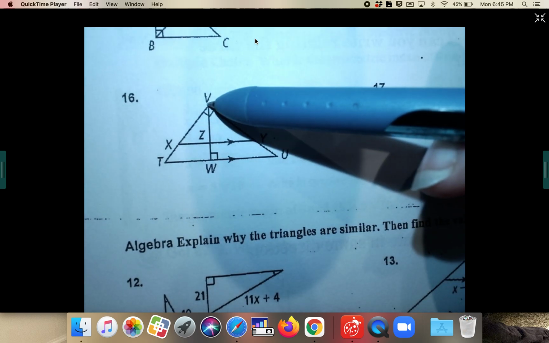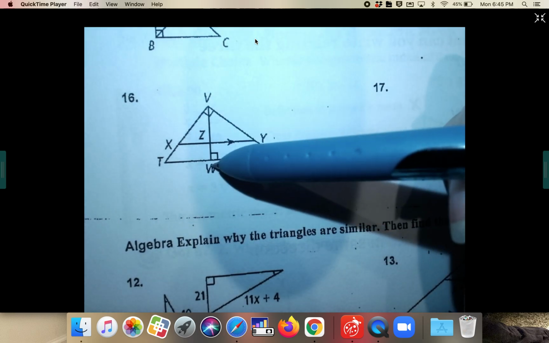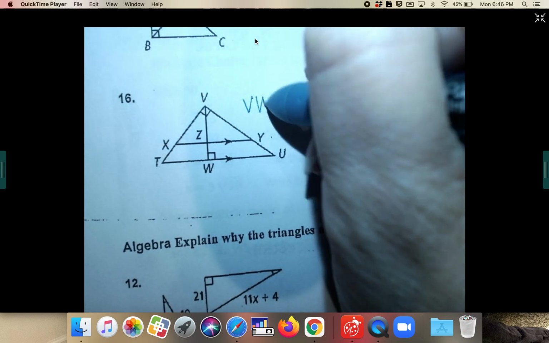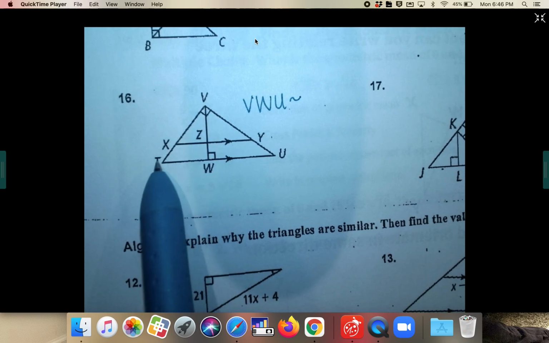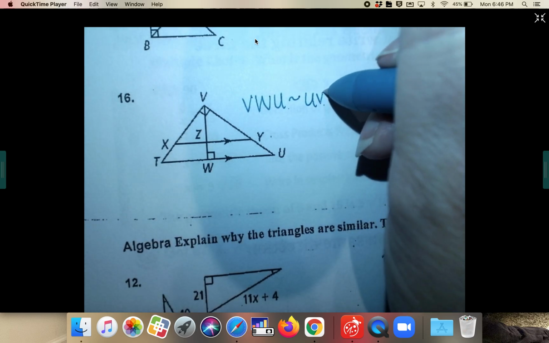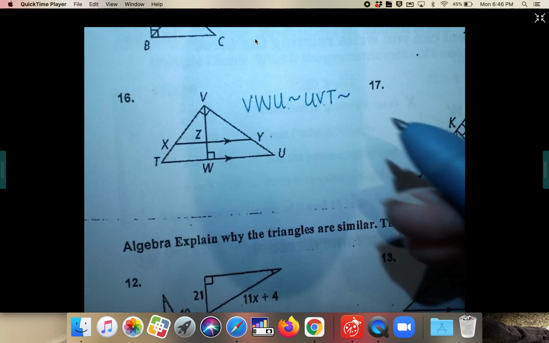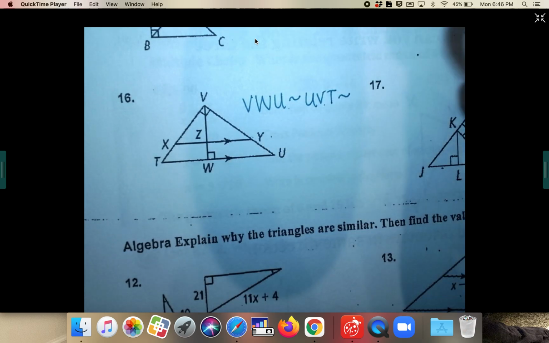VWU is similar to UVT, and it's also similar to YVX.